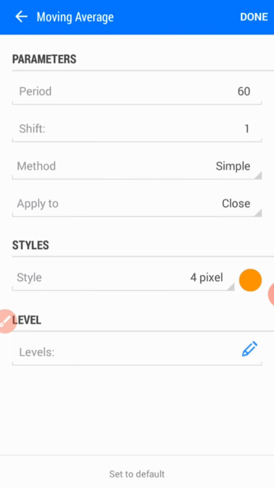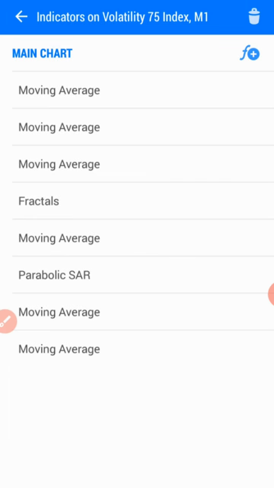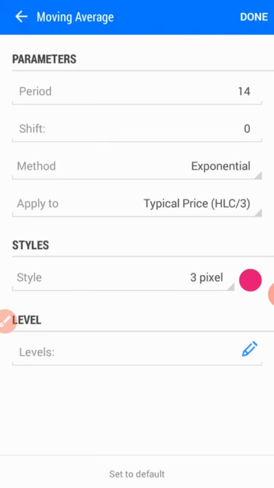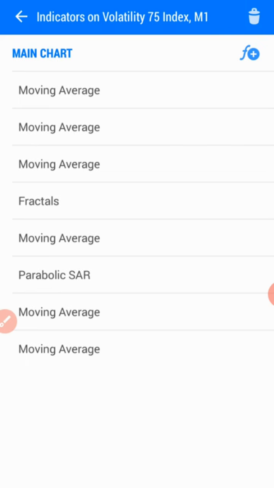Okay, the other one, period 60, shift 1, method simple, apply to close. Then another moving average, which is the last one, period 14, shift 0, method exponential, apply to typical price, high low close 3, smooth. And that's all. 1 2 3 4 5 6 7 8. We have eight indicators to use on our main chart.